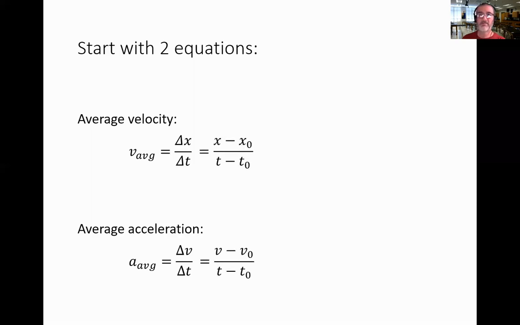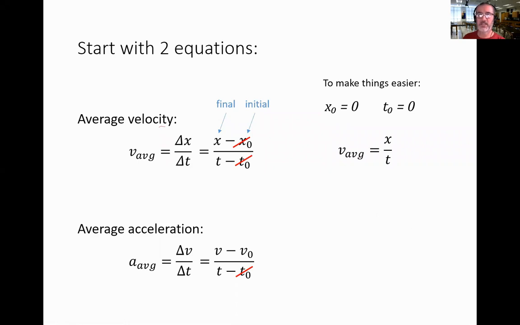Change in distance is going to be my final position minus my initial position. Change in time is my final time minus my initial time. Acceleration is my final velocity minus my initial velocity, and change in time, of course, is my final time minus my initial time. To make things easier, just for the purpose of this, I'm going to assume that we start off at a position of 0 and we start off at a time of 0. If we do that, then it'll make these equations just a little bit easier to step through. So I'm going to cross them out, and that simplifies these equations so my average velocity is just my final x, my final position, over time.